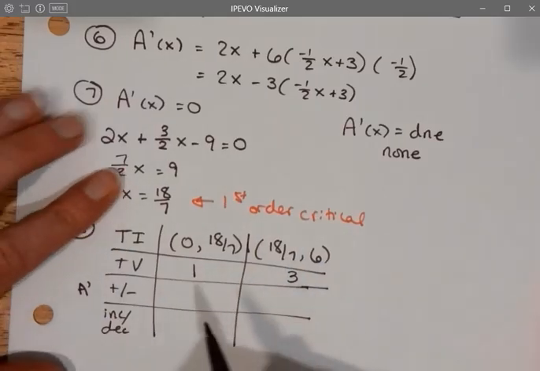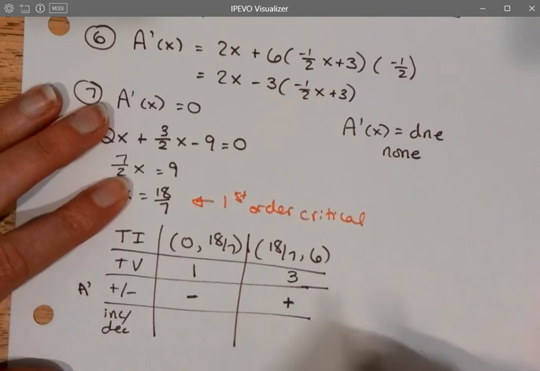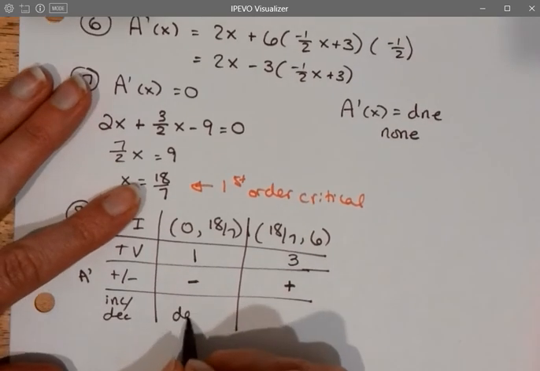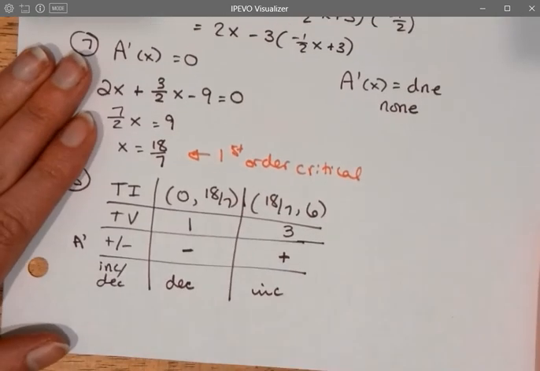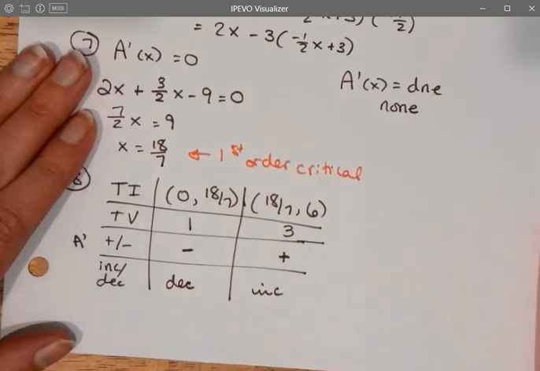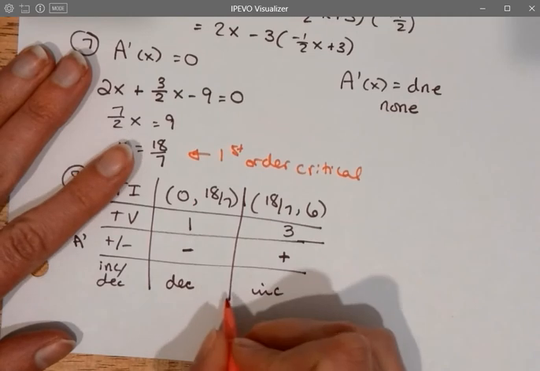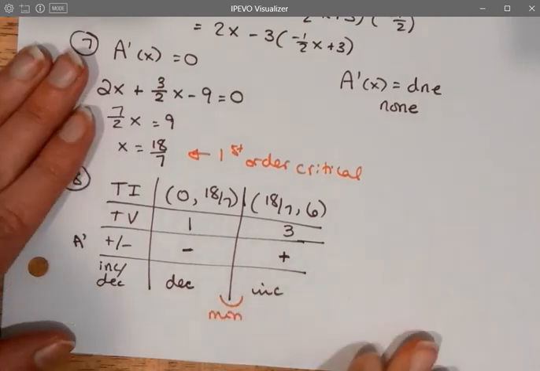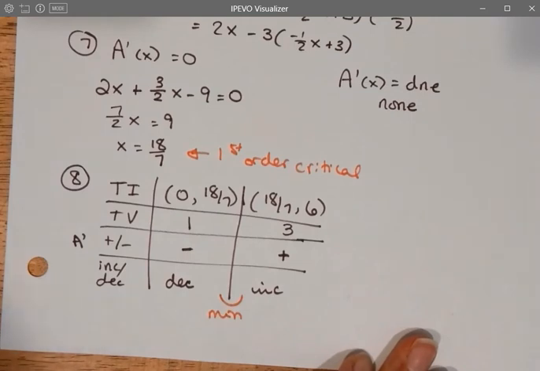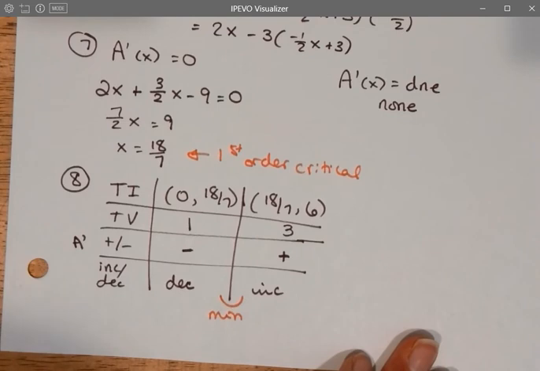So I had a negative for 1 and a positive for 3. So it was decreasing and then it was increasing. Okay. So this one is going to be a minimum. All right. Now, it did ask me to find both a maximum and a minimum. I've only found a minimum.